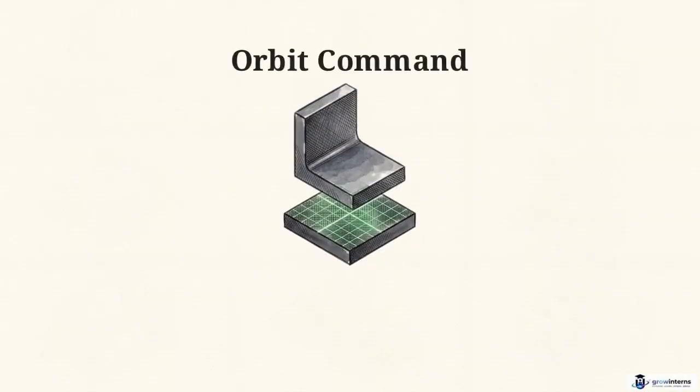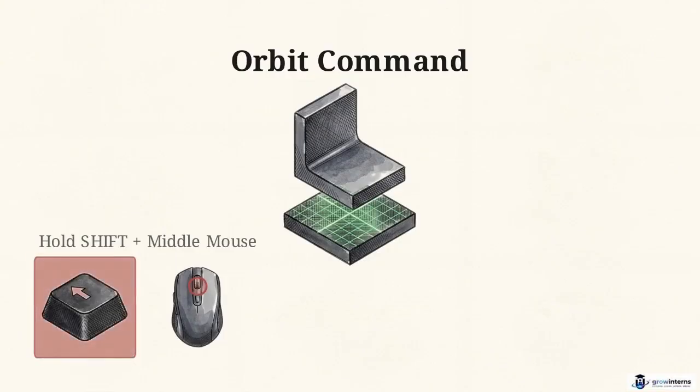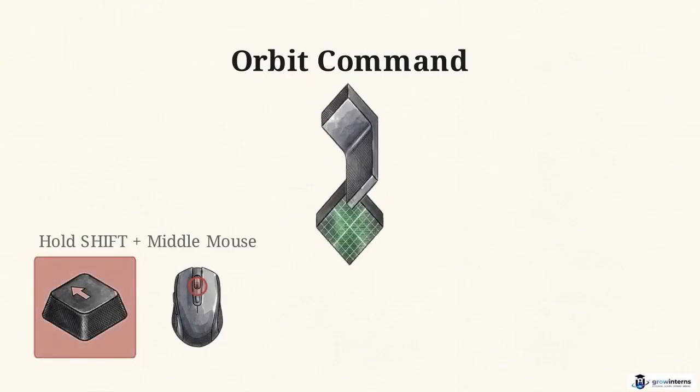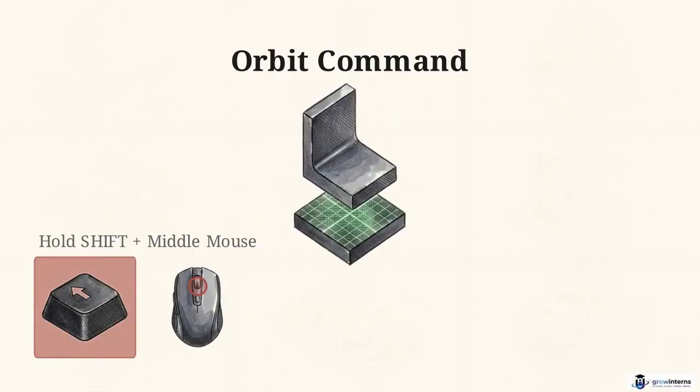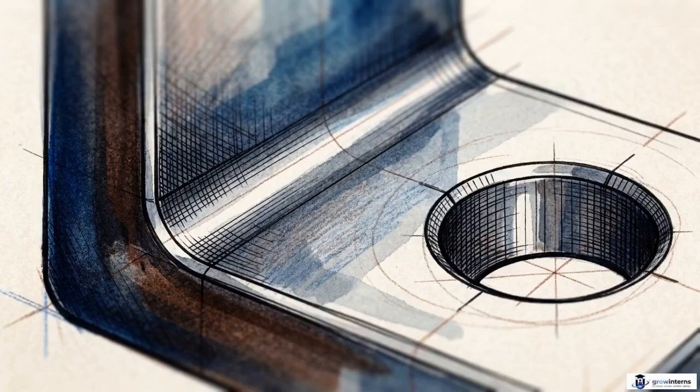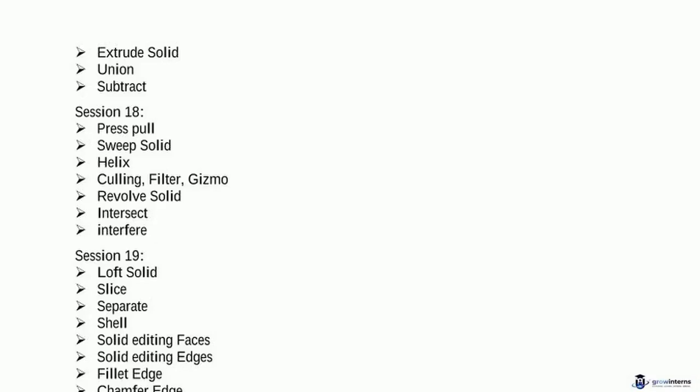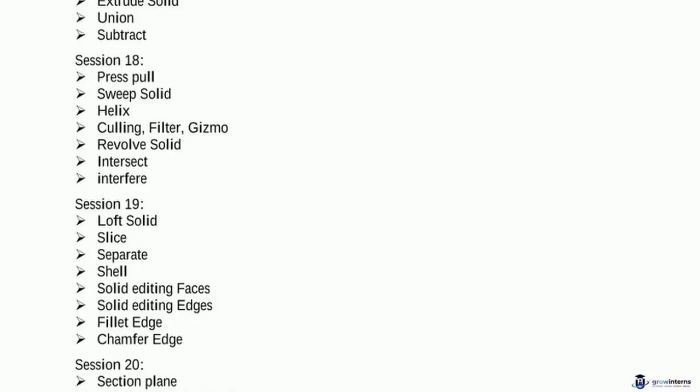Hold the Shift key and your middle mouse button to engage the Orbit command. Move around the bracket to inspect the integrity of your work. You should see a seamless corner where the plates fused and a cleanly machined borehole through the base. Now that you have mastered basic solids, you are ready for the next module. Session 18 introduces tools like Press Pull, Sweep Solid, and Helix, which allow for even more complex structural modifications.